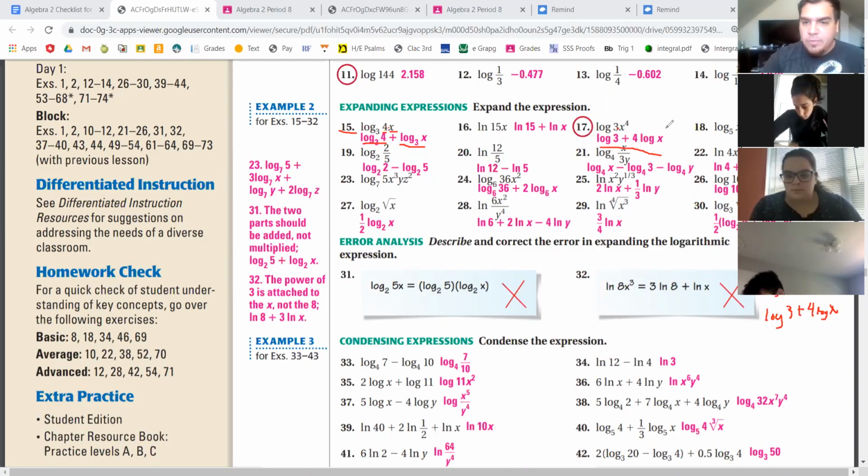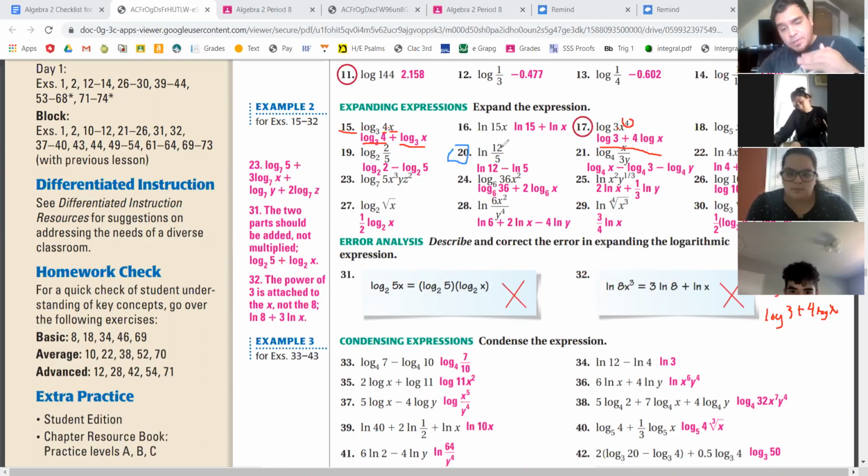Now, I talked about multiplication. I talked about exponents. Let's talk about division. So if multiplication is addition, then division is going to be subtraction. So I'm looking at number 20, ln of 12 divided by 5. Division is subtraction. So if it's divided together, you subtract separately. So it becomes ln 12 minus ln 5.